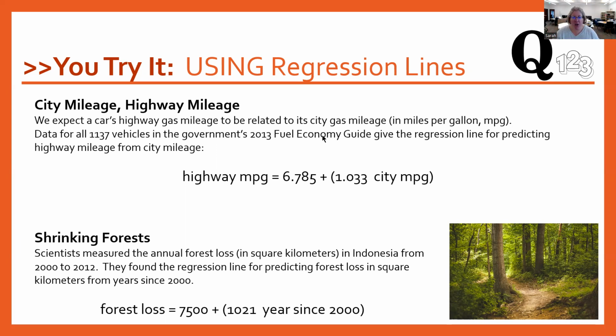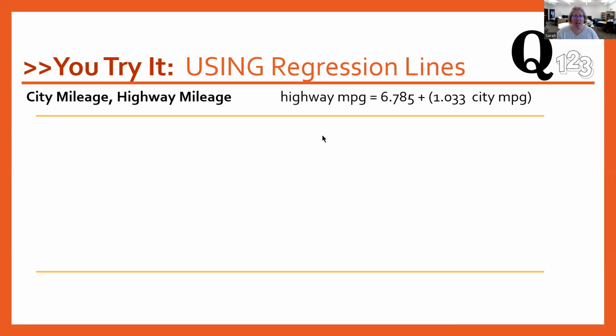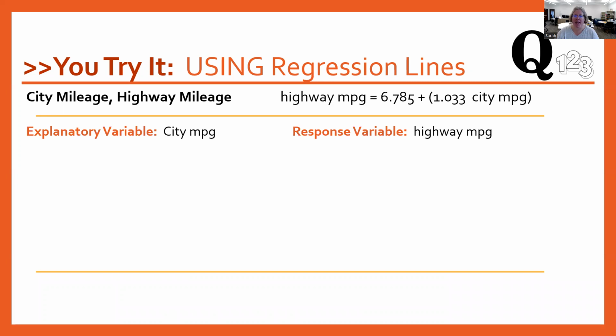All right, so hopefully you gave that a try, and let's go through it and make sure that we're all on the same page with this. The first thing I need to do is identify my response variable and my explanatory variable. Typically, my response variable is the one that's all by itself. We have a y equals, and the y is our response variable. So here I have highway miles per gallon equals. So highway miles per gallon is going to be my response variable. And the words, or the x that's attached to a number, is generally going to be your slope. So since city miles per gallon is attached to 1.033, the explanatory variable will be the city miles per gallon, and the response variable will be the highway miles per gallon.